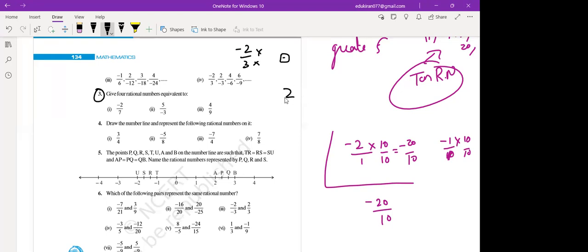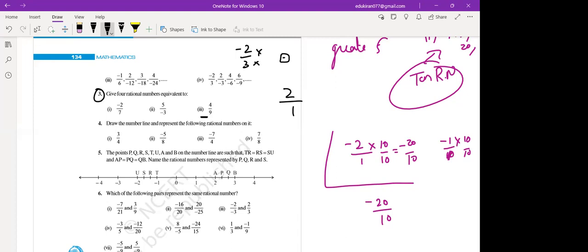Yes, ma'am. So you can write 2 like this. Ma'am, how to do this third part of the first question? No, ma'am, the first one. First one, just multiply it with any number, the denominator as well as the numerator. That's it.